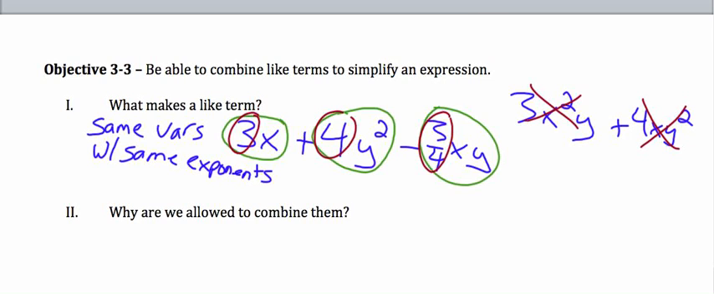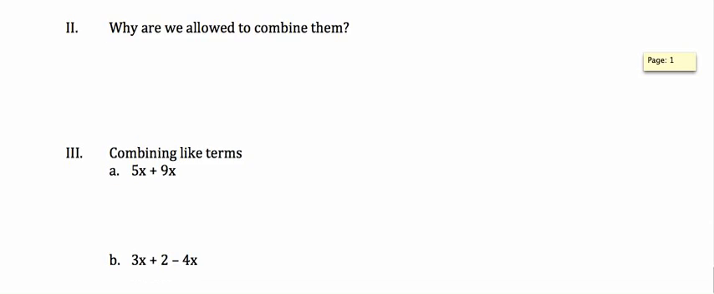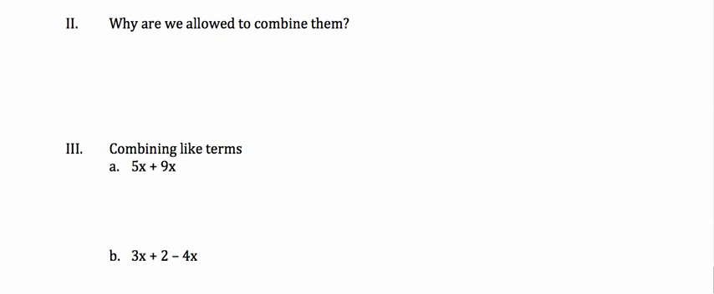Okay, so we're going to look at how to combine them and why we're allowed to combine them. The why is actually really easy to understand given yesterday's lesson. So we'll take a relatively simple example. We'll just take 5x plus 4x. I'm sure most of you know from last year that we were able to combine these into 9x. But why are we able to do that?